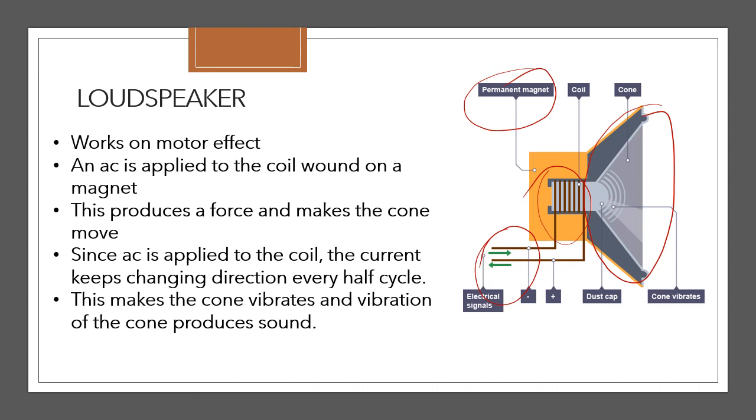So in the case of a loudspeaker, what is happening? Motor effect is happening. The current flowing through the coil in the loudspeaker produces a magnetic field. The magnetic field interacts with the magnetic field of the permanent magnet, producing a force. This makes the cone in the loudspeaker vibrate, and then that produces sound. So that is a summary of loudspeaker and microphone.